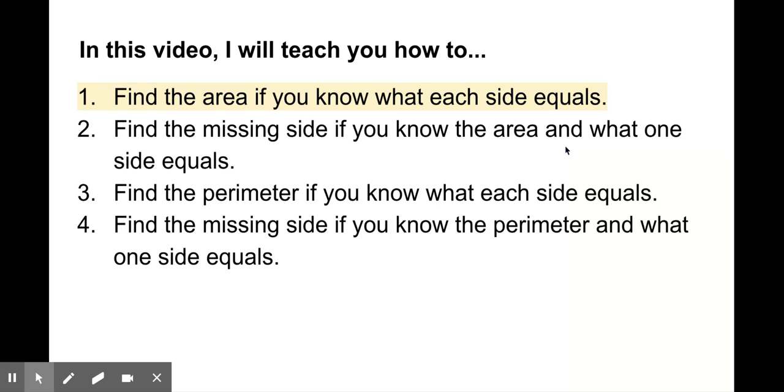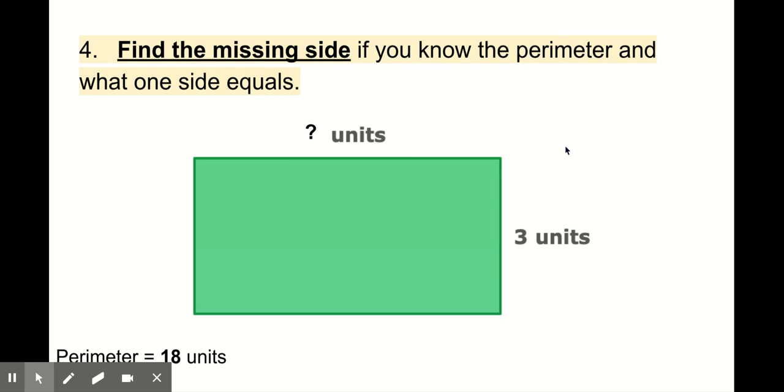So far we have found the area when knowing what each side equals. We have found the missing side when knowing the area and what one side equals. And we have found the perimeter when knowing what each side is equal to. In Module 4, we're going to find the missing side when knowing the perimeter and what one side is equal to. This is one of the more challenging types of area and perimeter problems, so I really want you to pay attention to how I solve this.